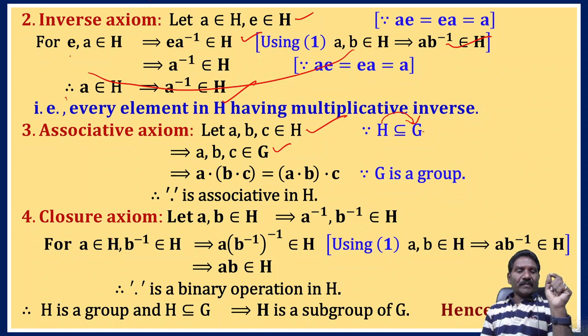That is, dot is associative in H. Next, closure axiom. Take 2 elements. Let a, b belongs to H. Gives a inverse, b inverse. a belongs to H, a inverse belongs to H. b belongs to H, b inverse belongs to H. Already inverse exists.